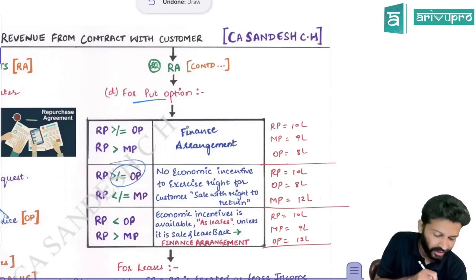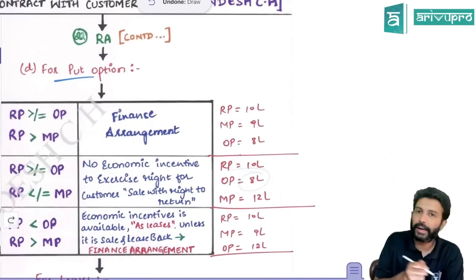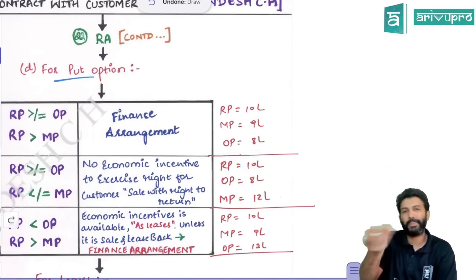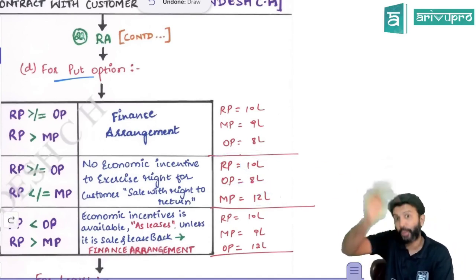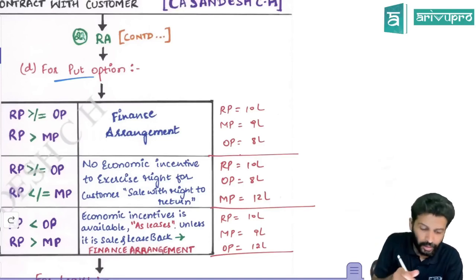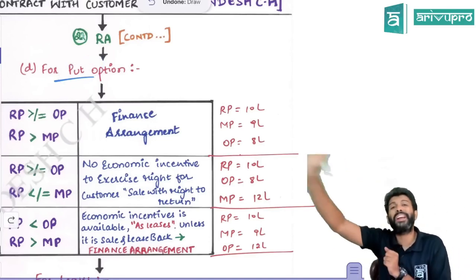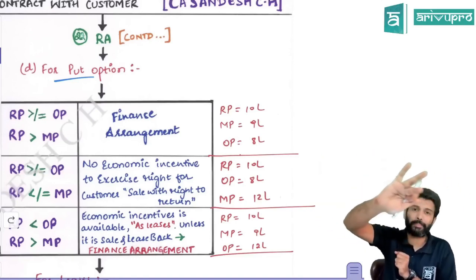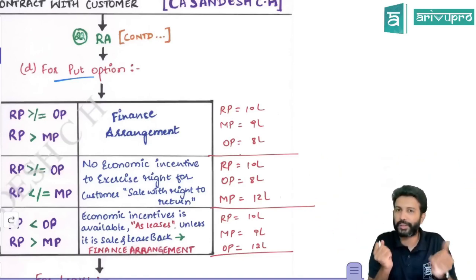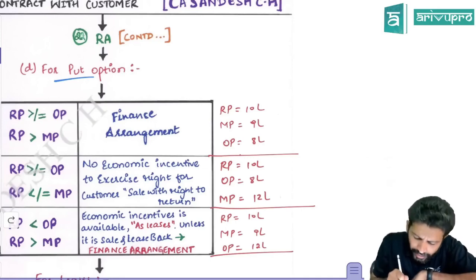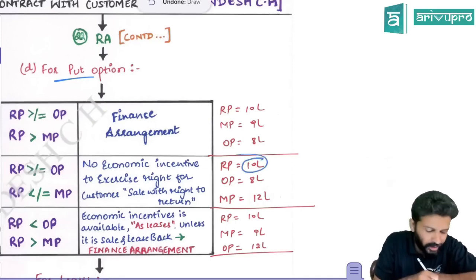Second case, RP is greater than OP, but RP is lesser than MP. So you sold originally for 8 lakh, you're repurchasing it for 10 lakh. So RP is greater than OP. But the market price of this is actually 12 lakh. Now you tell me, put option means the entity has an obligation only if the buyer wants to sell. Only if the buyer says I want to sell, then only the entity has an obligation to repurchase. Think logically, the value of that product is 12 lakh. But you have made a repurchase arrangement that you will buy it at 10 lakh.